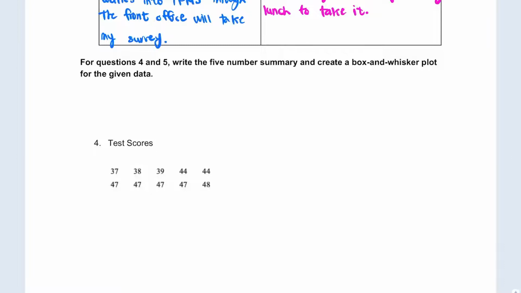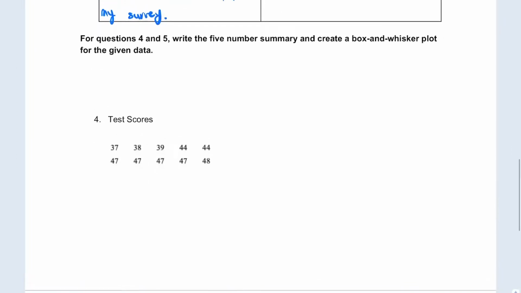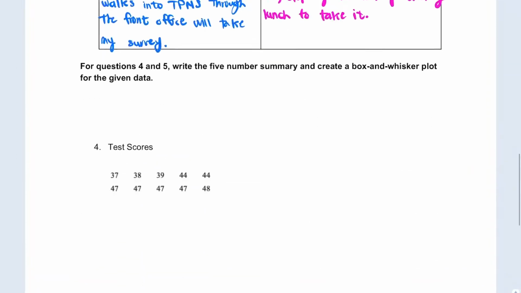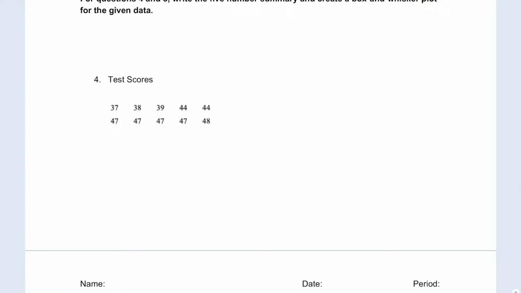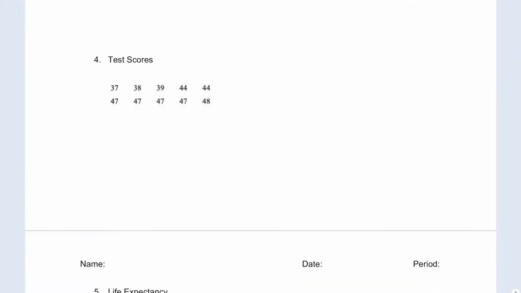Questions 4 and 5, we're going to write the 5-number summary and create a box and whisker plot for the given data. Okay, so we need to do 2 things, 5-number summary and create a box and whisker plot. So make sure you're doing both of those things, please. Don't forget one or the other.